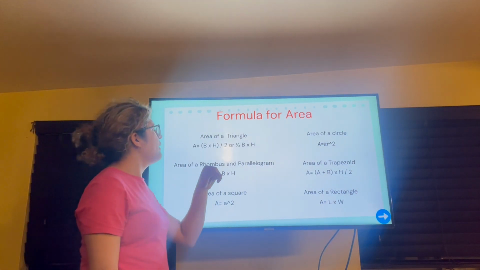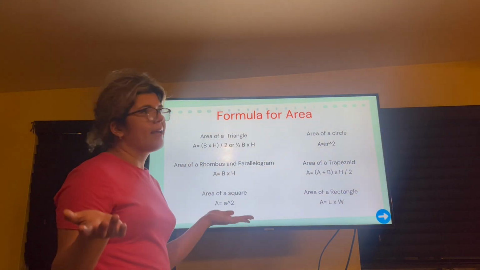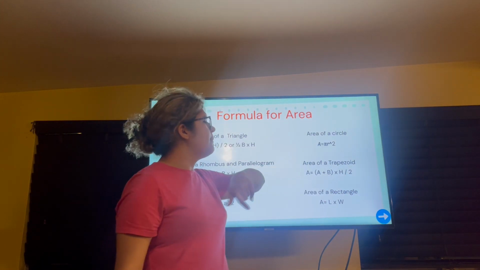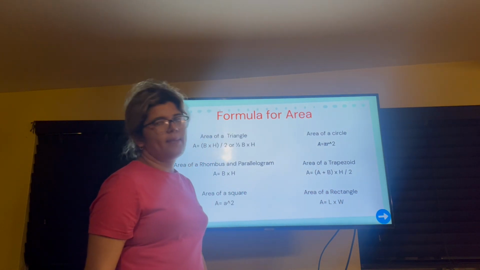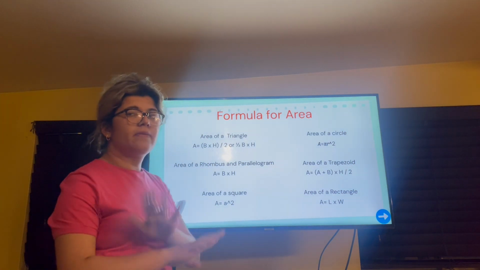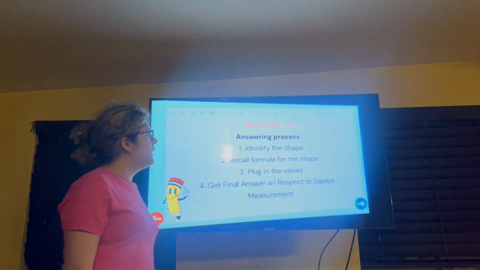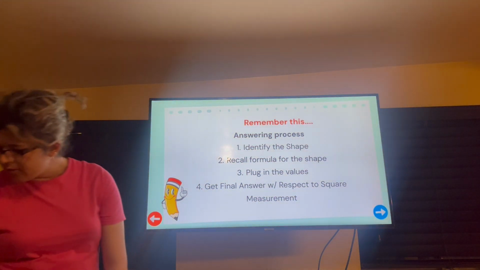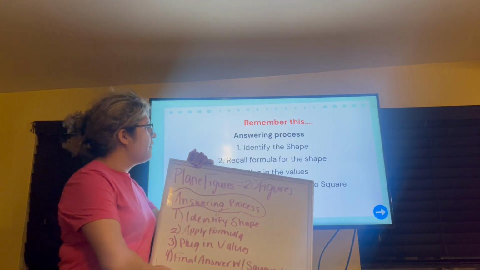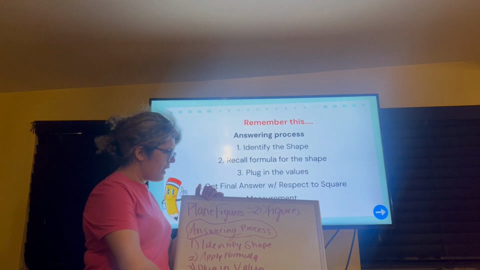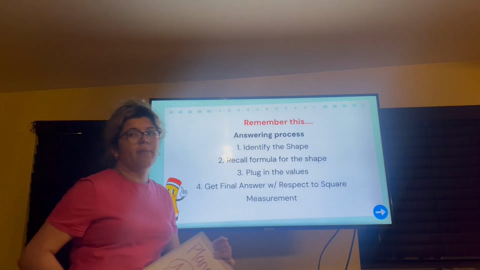So we have area of a triangle, 1/2 base times height; rhombus, base times height; square, a squared; area of a circle, pi times radius squared; trapezoid and rectangle is length times width, right? This is all just for area. Remember this, I will also write this on the board just to keep you guys refreshed. So we're identifying the shape, calling the formula for the shape, plugging in the values, and then we get the final answer with respect to square measurement.